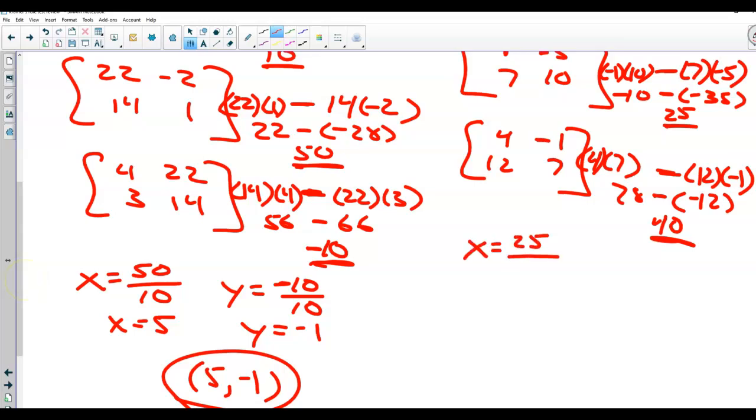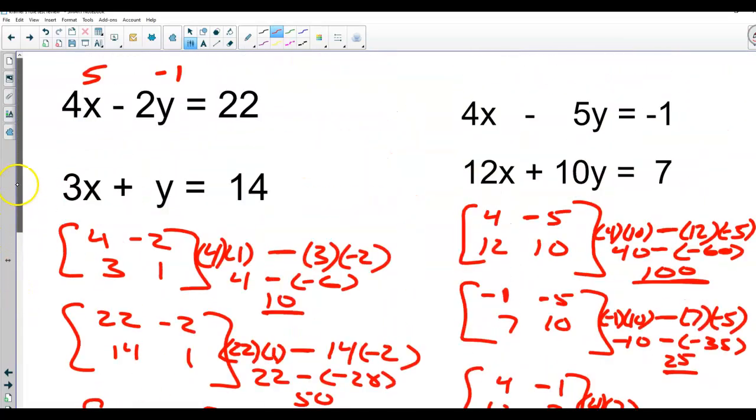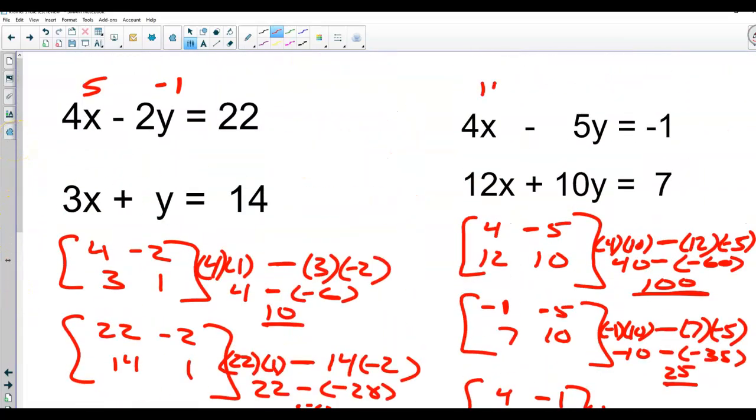Now when I put those in, x is 25 over 100. Reduce the fractions. X is 1/4. Y equals 40 over 100. My y is 2/5. So my point, 1/4, 2/5. And that's going to be my answer. Now once again, check your work. These are not hard to check.